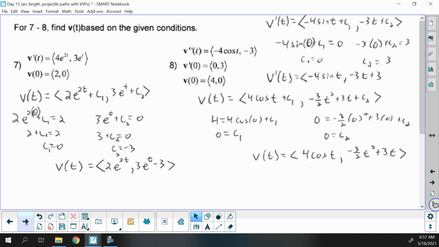For 7 and 8, use the vector that they give you to evaluate the constant. So do antiderivative. Just note there's technically a little u substitution for the x part. And then use the given, the initial v, to find your constants. In 8, since we start with the second derivative, we'll have to find our constants both steps of the way.